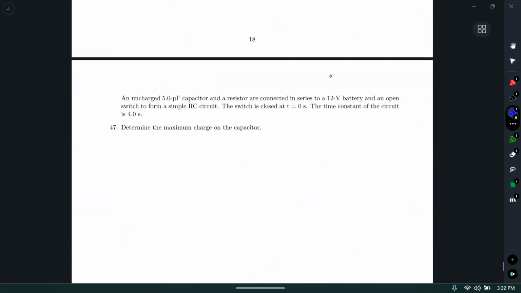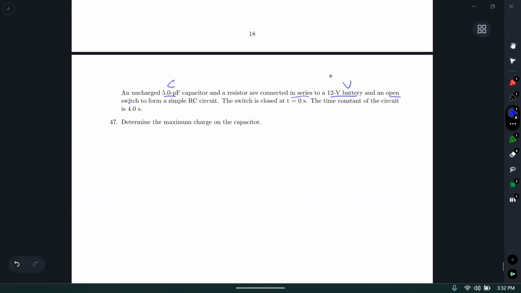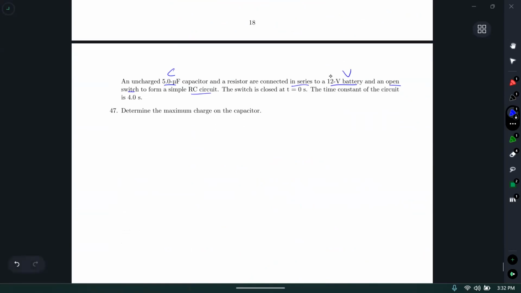An uncharged 5 microfarad capacitor, something like capacitance, and a resistor are connected in series. That might be relevant to a 12-volt battery. So that's something about voltage. And an open switch, maybe that's relevant, to form a simple RC circuit. So at this point, I'd probably be drawing my circuit. I've got a capacitor. It's connected in series with a resistor. There is a switch. And there is a battery. Which order I drew these things in doesn't matter.